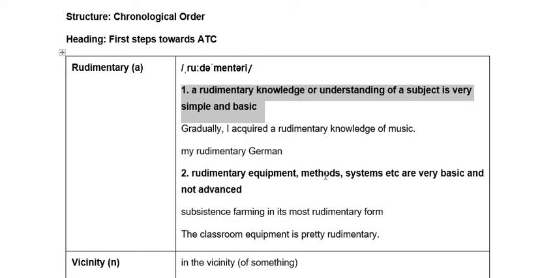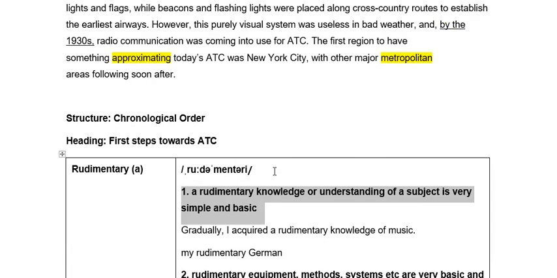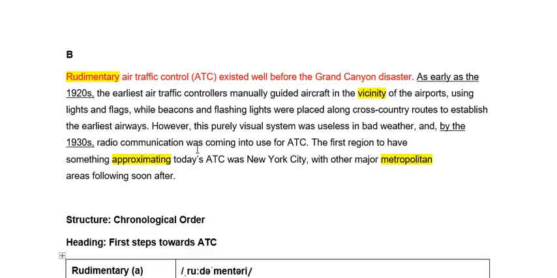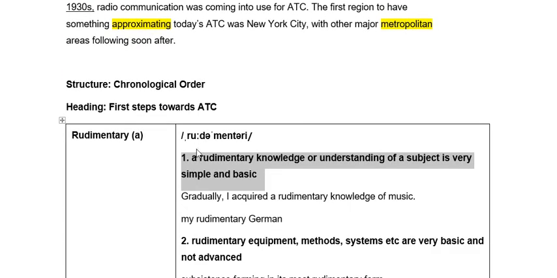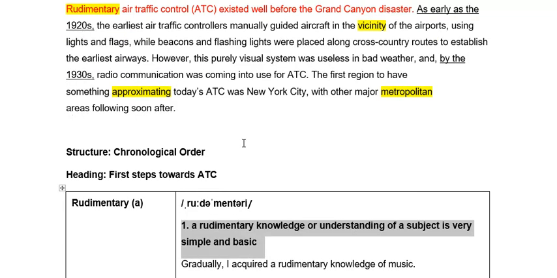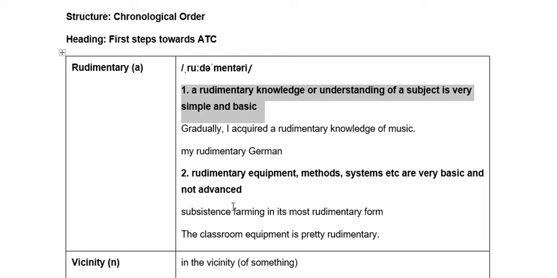Rudimentary equipment, methods, systems are very basic and not advanced. Okay, so you can see here rudimentary air traffic control. So that is a system which is very basic, not advanced. Here you can see some examples.